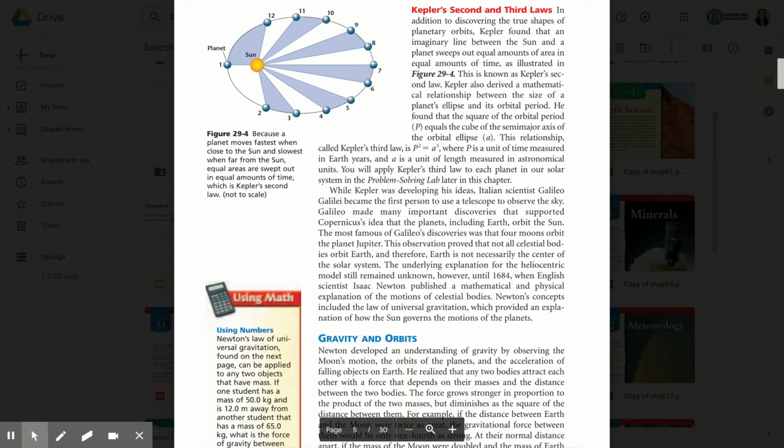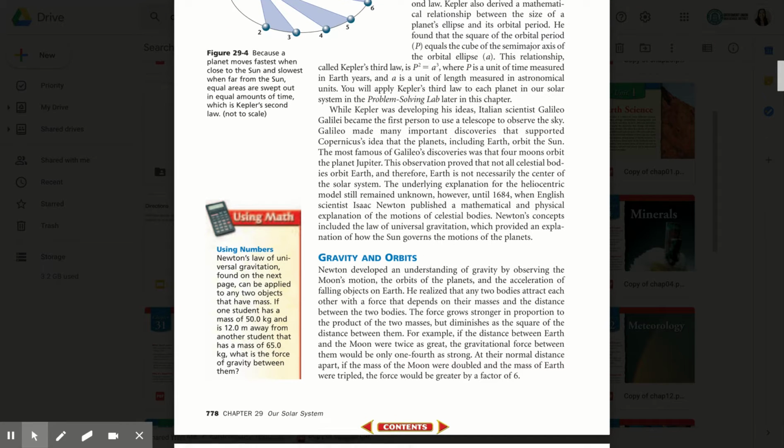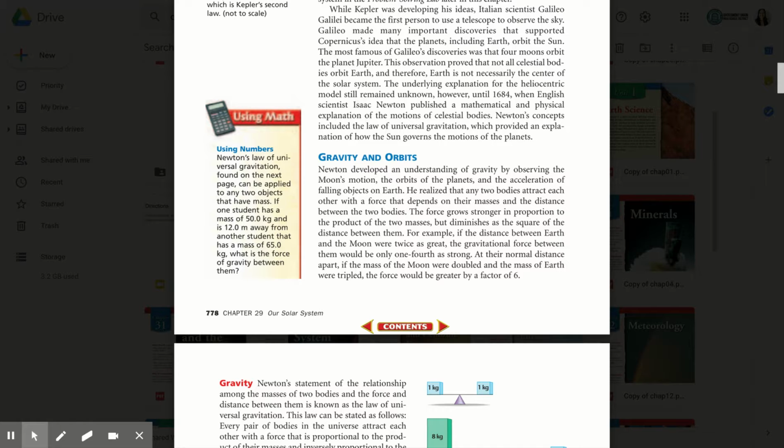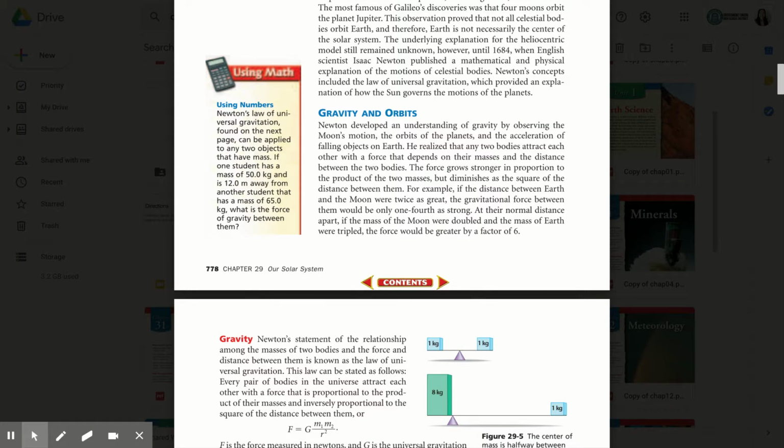While Kepler was developing his idea, Italian scientist Galileo Galilei became the first person to use a telescope to observe the sky. Galileo made many important discoveries that supported Copernicus's idea that the planets, including Earth, orbit the sun. Most famous of Galileo's discoveries was that 4 moons orbit the planet Jupiter. This observation proved that not all celestial bodies orbit Earth, and therefore Earth is not necessarily the center of the solar system. The underlying explanation for this heliocentric model still remained unknown.